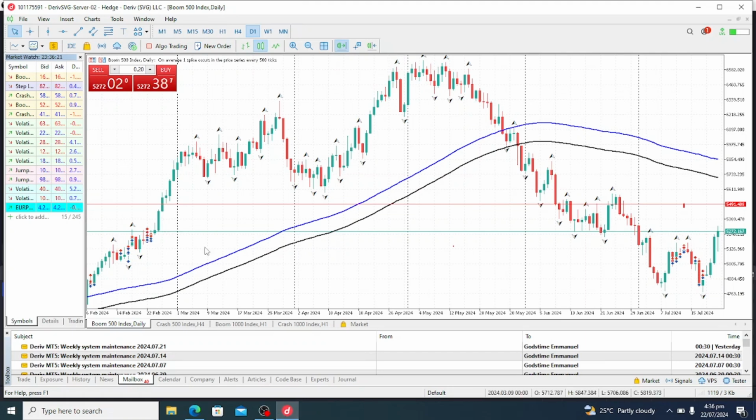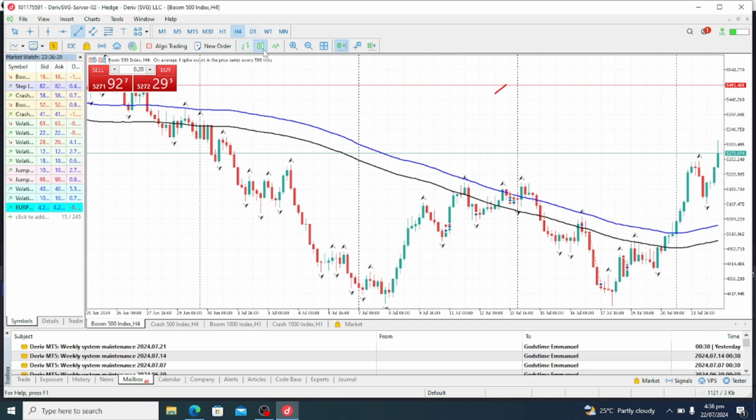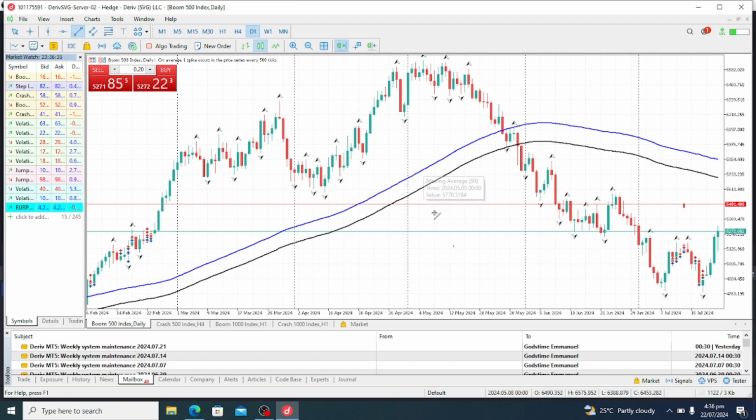Let's go to the chart and see this strategy. Okay, let's go to the daily. So we have the daily here, and as you can see, an M pattern. The M pattern occurs frequently, so you can use it on your chart. So here is the M pattern.